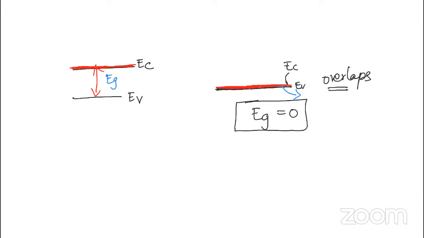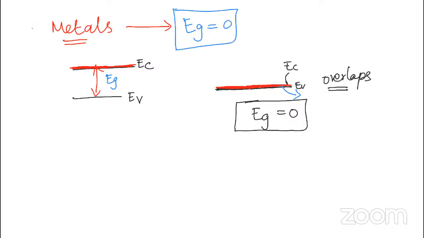This case occurs in metals. It is clear? For metals, the Eg value is equal to 0. So keep that in mind. This is the first one.